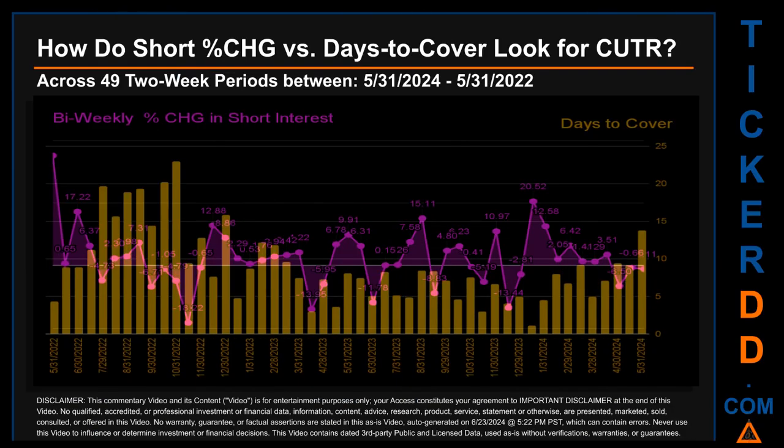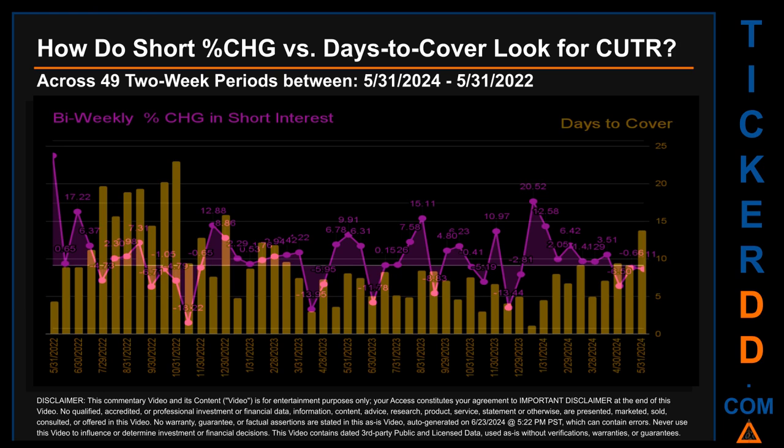Zooming out, I looked across 49 two-week snapshots, from latest found, May 31, 2024 to oldest found, May 31, 2022. In the graph, I overlaid bi-weekly percentage change in short interests against days to cover. Across these 49 two-week snapshots, the average percentage change of short interest was about 2.4%. Other interesting data points include: the largest percentage increase in short interest was 35.14%. It occurred once on May 31, 2022 settlement date.